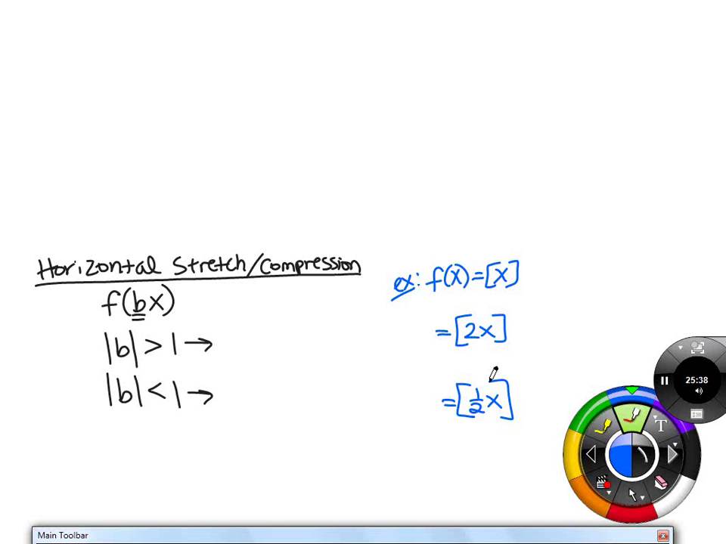So when b is bigger than 1, so this number is something greater than 1, you actually have a horizontal compression, right? And then when b is less than 1, you actually have a stretch, okay?